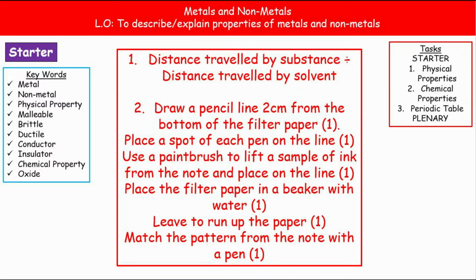And the final mark there is for matching the pattern from the pen with the note. So that means we're going to match up those blobs that form, and that allows us to identify which pen wrote the note. So add up your scores. This is a total of 7 today, so give yourself a mark out of 7.